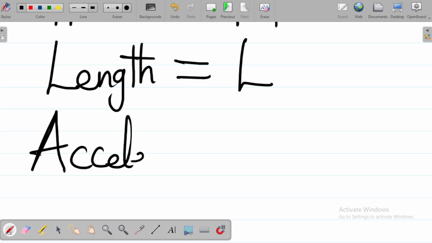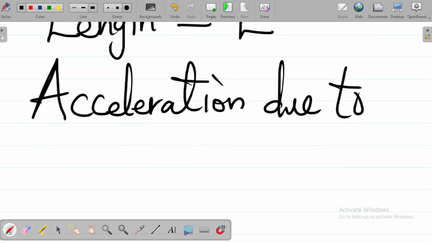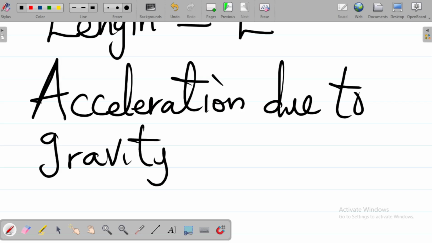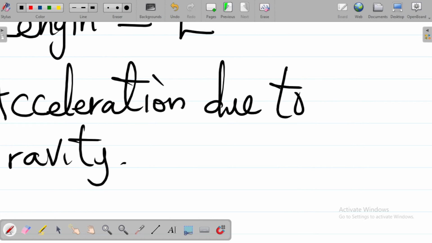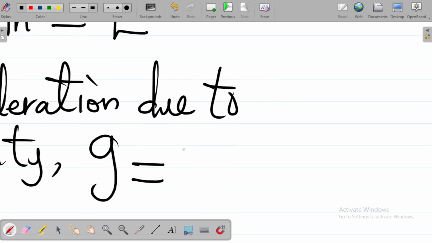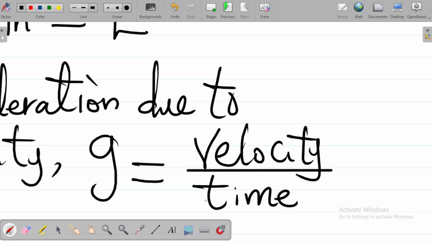Acceleration due to gravity, g, is equal to, the formula for acceleration is velocity all over time. So we have velocity all over time. So acceleration is velocity all over time.